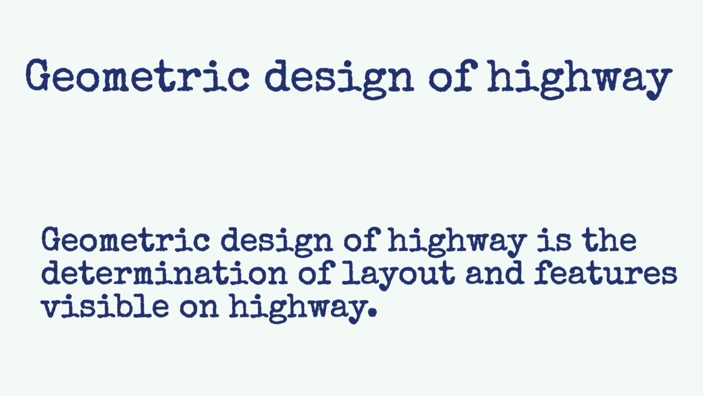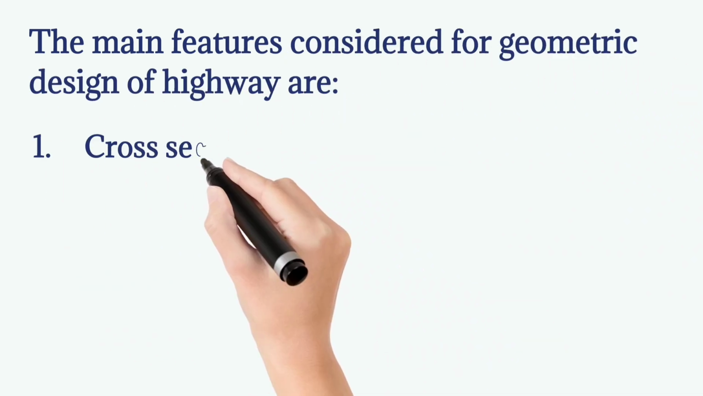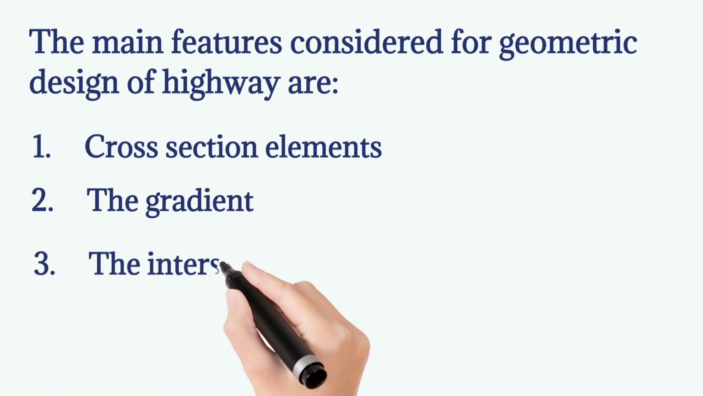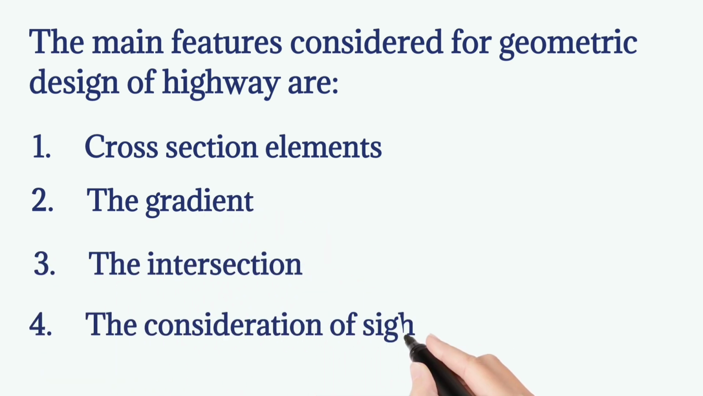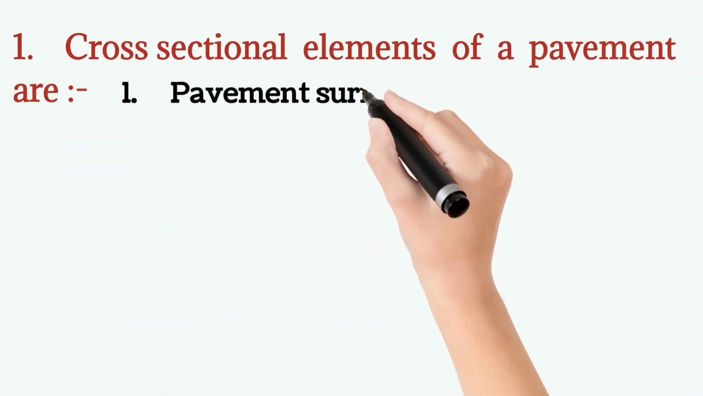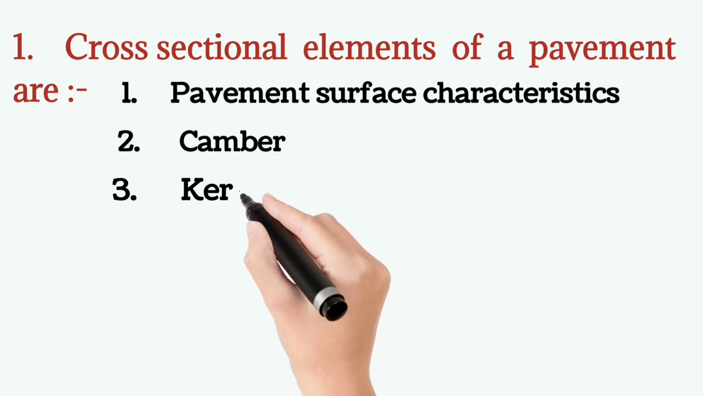It says geometric design of highway is the determination of layout and features visible on highway. We will discuss about these features. The main features considered for geometric design of highway are: first is cross-sectional elements, second is the gradient, third is the intersection, and fourth is the consideration of side distance. We will discuss about the cross-sectional elements of pavement.